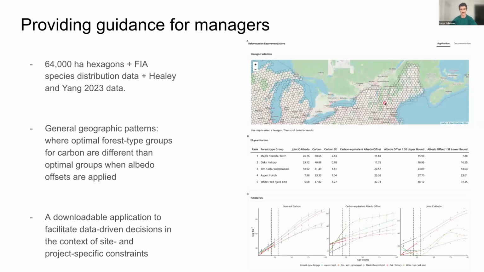There's a means to select hexagons from the map on top, and in the middle you get a table ranking all of the present forest type groups by joint carbon and albedo, with associated estimates of non-soil carbon stocks, carbon equivalent albedo offsets, and associated uncertainties. On the bottom, we're showing time series of each attribute for the forest type groups in the table. The idea there is that users can understand the temporal consistency of the 25-year optimal choice, with the large caveat that the further out into the future one goes, the less certain this data becomes.